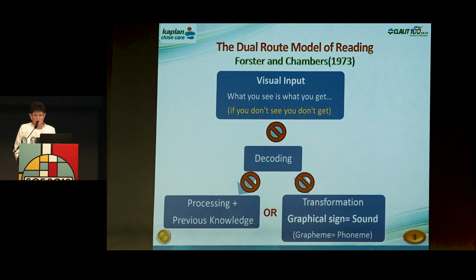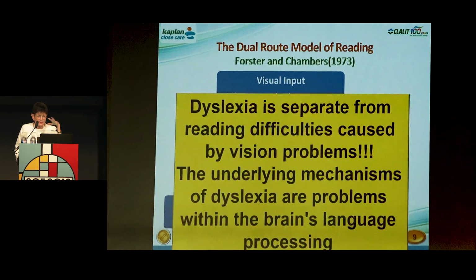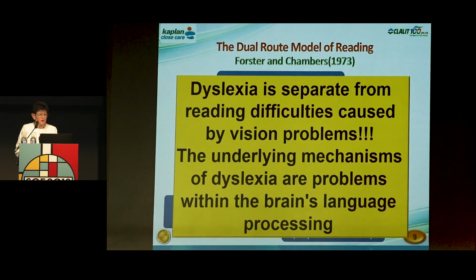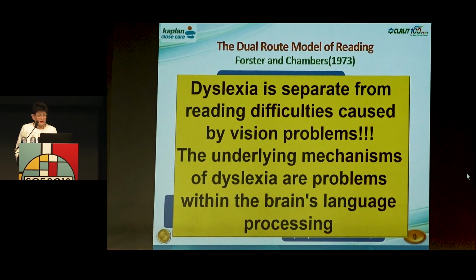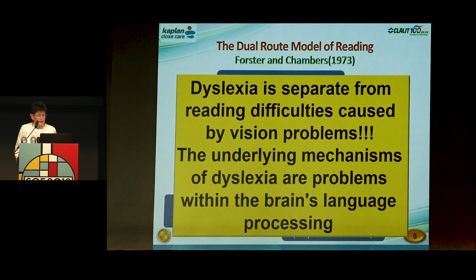And there are many kinds of dyslexia. Due to shortage of time, we will not go into each of them. So to summarize the middle of the talk, we know now that dyslexia is separate from reading difficulties caused by vision problems, and that the underlying mechanism of dyslexia is problems within the brain's language processing.